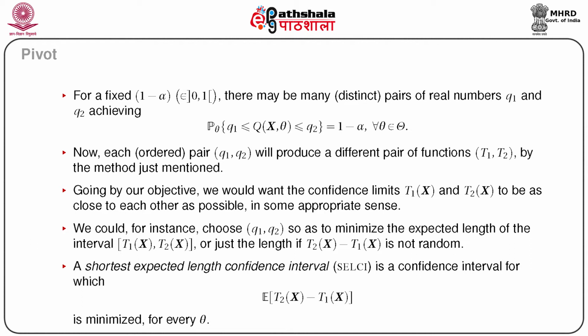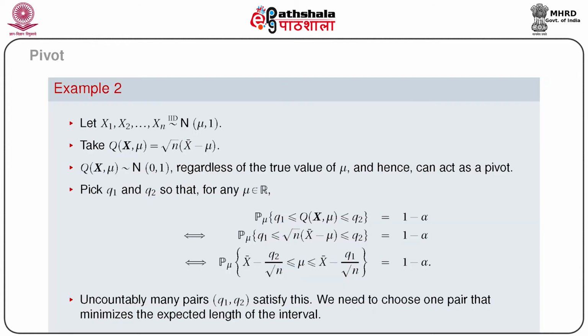Thus, a shortest length confidence interval is the confidence interval for which T2(X) minus T1(X) is minimized, and a shortest expected length confidence interval, abbreviated as SELCI, is the confidence interval for which the expectation under theta of T2(X) minus T1(X) is minimized for all theta belonging to script theta. To clarify the concept, let us discuss some examples.